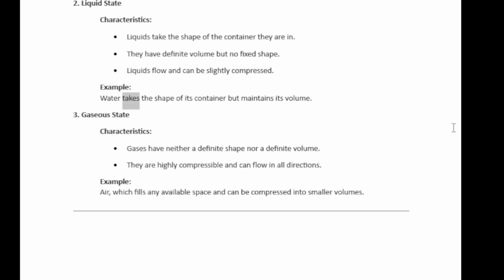Example: water takes the shape of its container but maintains its volume. 3. Gaseous state. Characteristics. Gases have neither a definite shape nor a definite volume. They are highly compressible and can flow in all directions. Example: air, which fills any available space and can be compressed into smaller volumes.